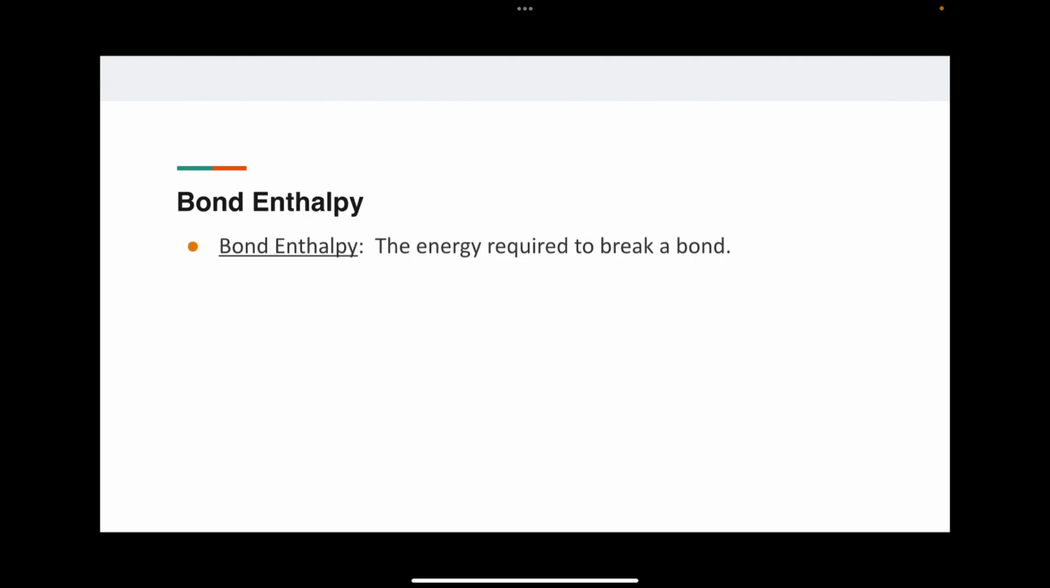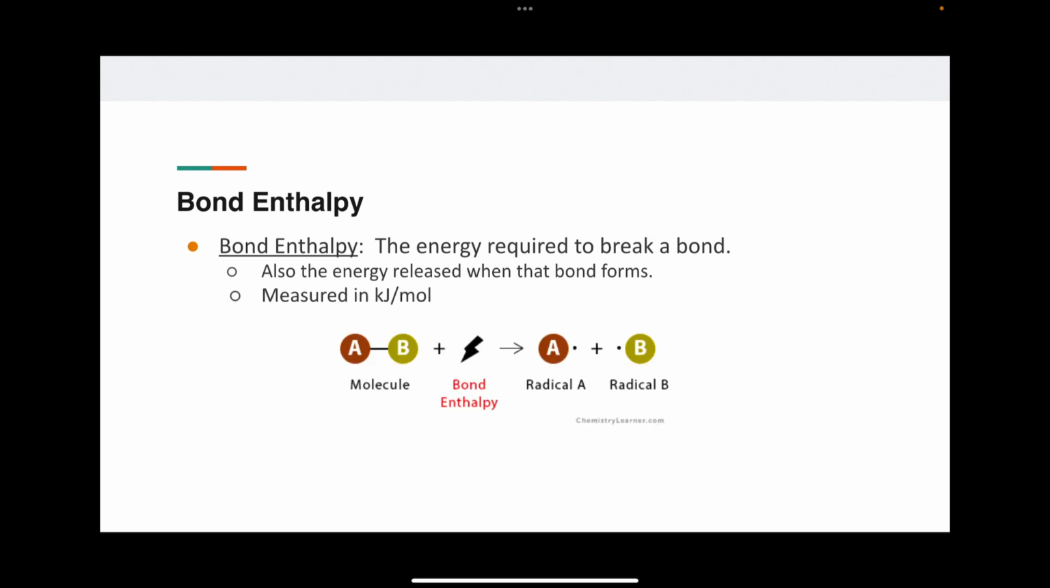A bond enthalpy is the energy required to break a bond. Since bond breaking is a reversible process, bond formation releases energy, so bond enthalpy also corresponds to the amount of energy released when that same bond forms. It's usually measured in kilojoules per mole.